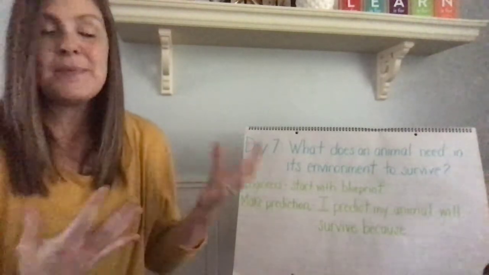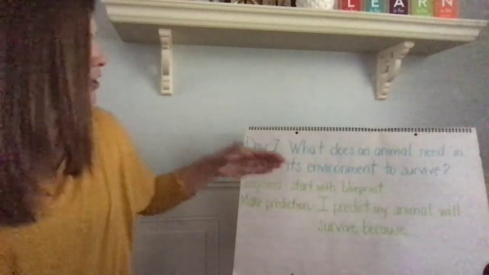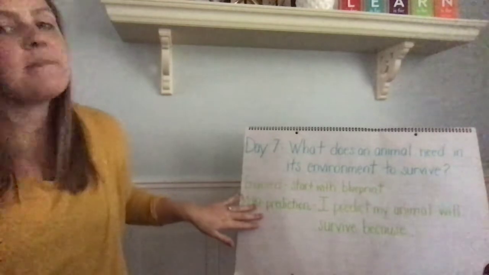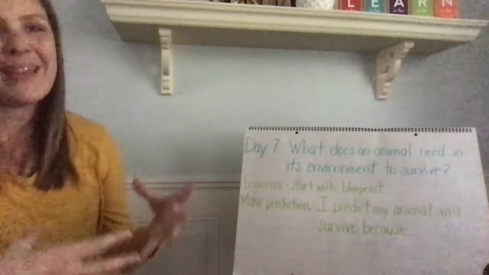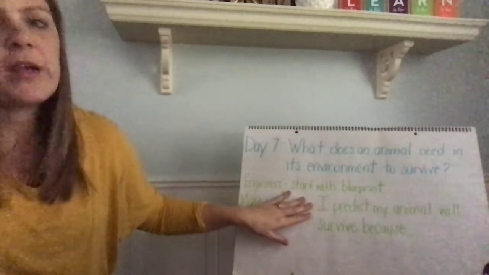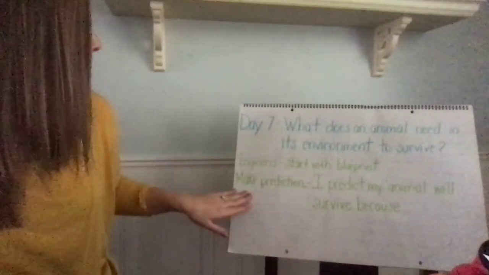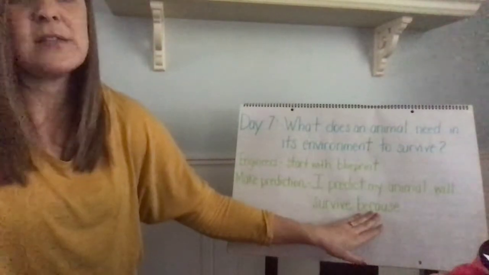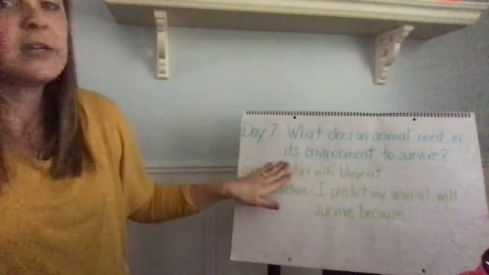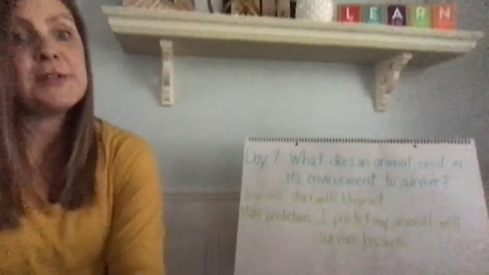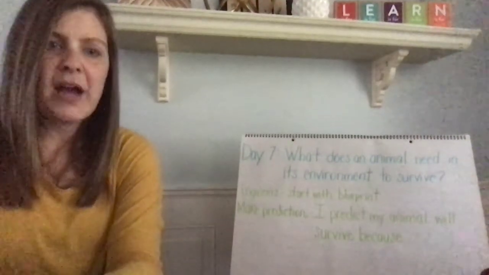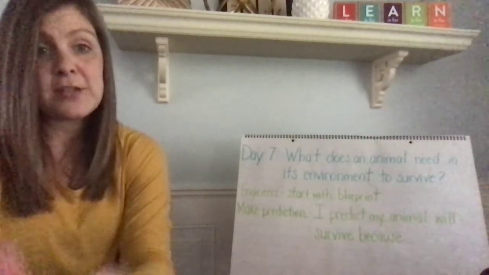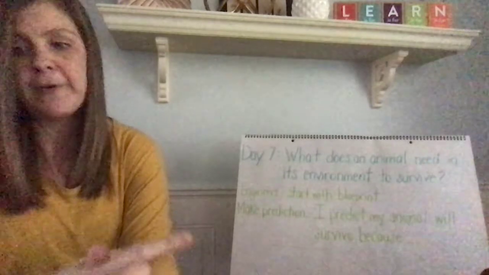So you're going to be able to draw your blueprint before you even start creating the diorama. And I do want you to make a prediction before you begin to build. And the prediction I want you to make, if you can see it here, my prediction is I predict my animal will survive because why? What have you included in your blueprint that's going to help your animal survive? So again, you kind of want to think back to the food chain activity we did and how animals depend on plants and other animals to help them survive.